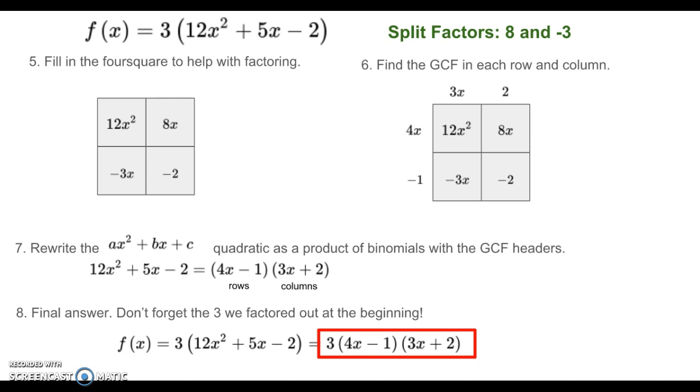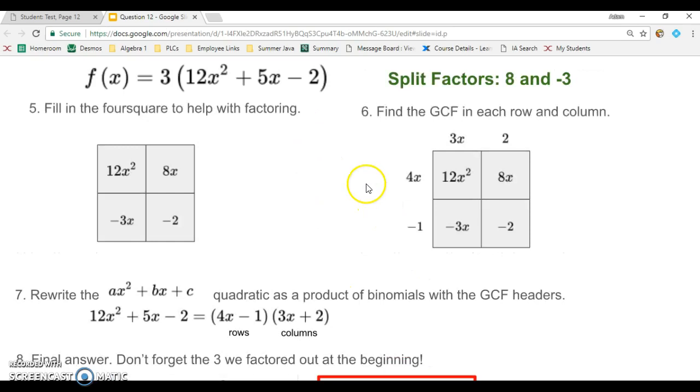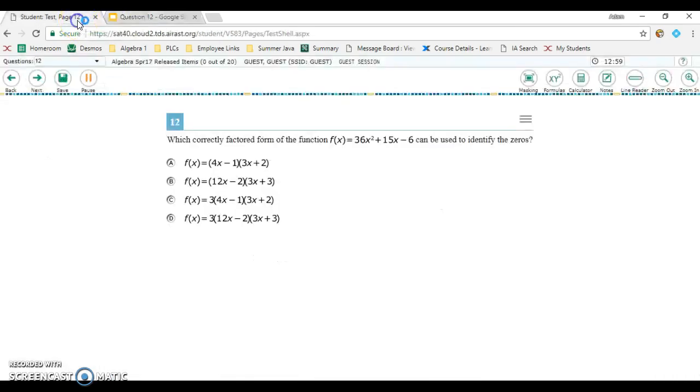That will help us identify the zeros, and if we go back to the question, 3 times 4x minus 1 times 3x plus 2, we can see that the correct answer is shown right here as option C. And that is it. We talked about a lot here. We factored out a greatest common factor, then factored the remaining quadratic as a product of binomials, and now we're able to identify our zeros.